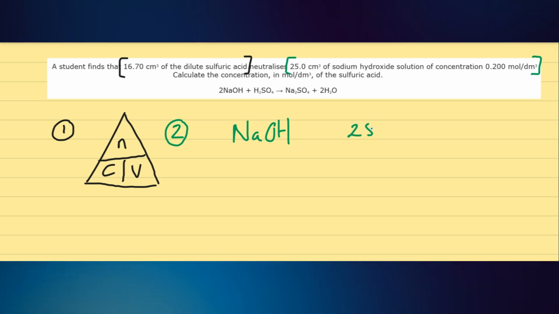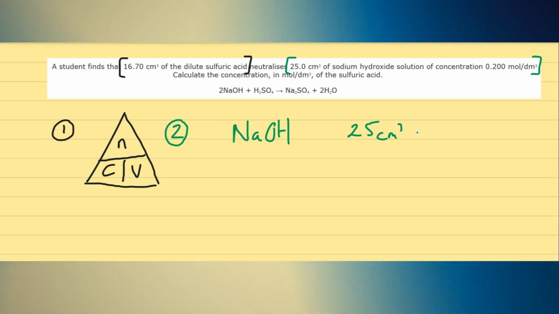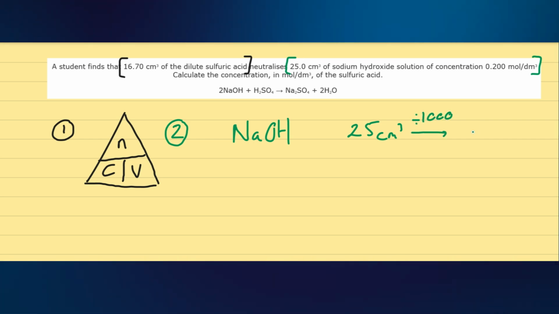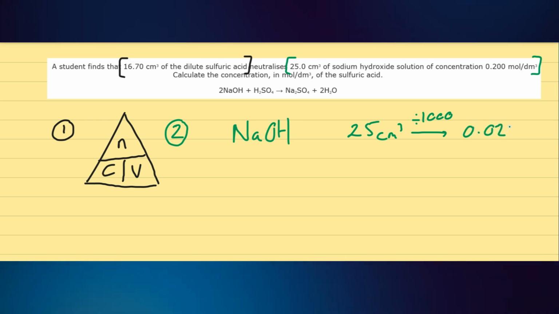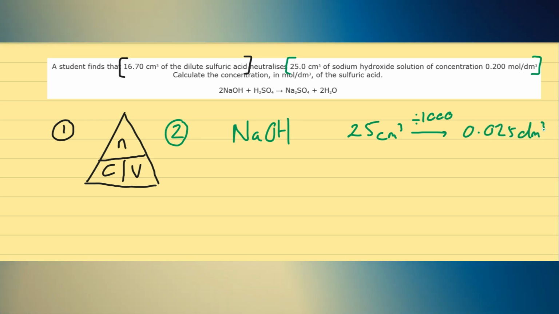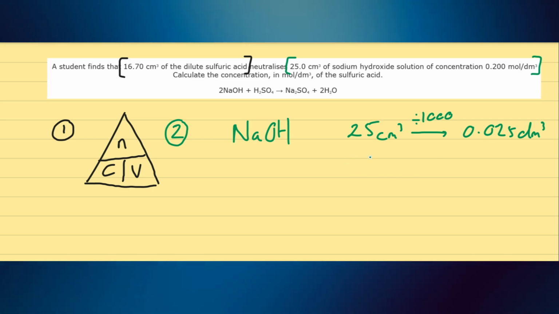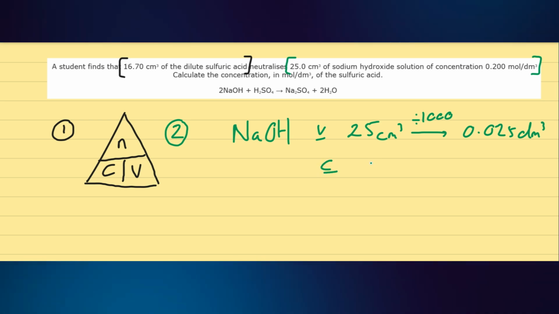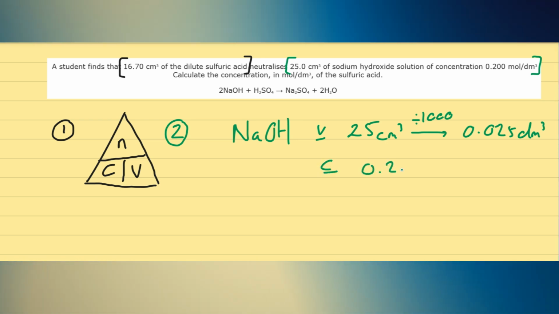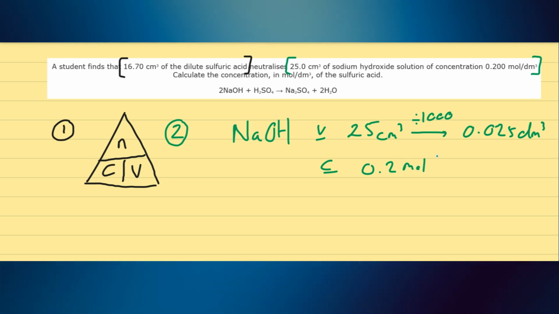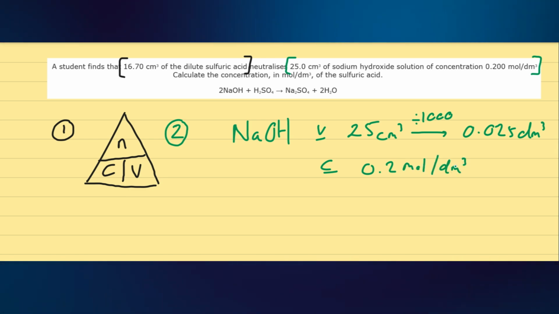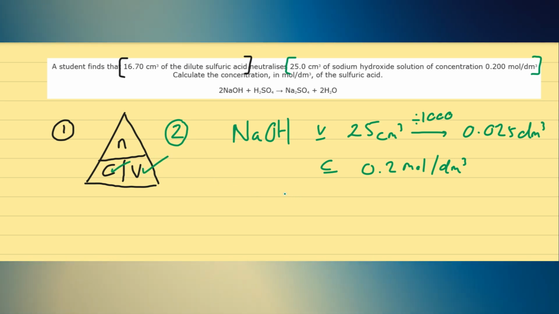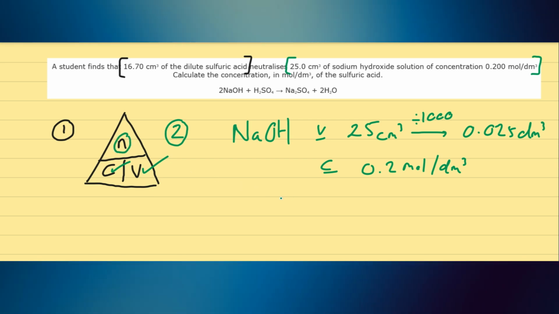So my 25 centimeters cubed, I don't want it in centimeters cubed. I'm going to divide that by 1,000. Okay, 0.025 decimeters cubed. I've also got a concentration, so that's my volume. Let's work out my concentration. My concentration is 0.2, nothing to work out. They've already given it to me. Moles per decimeters cubed. So I have my volume and I have my concentration, so I can work out the number of moles of NaOH.